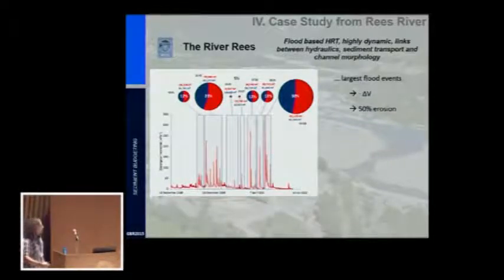When you look at the magnitude of these events, you can see that for the largest floods the main process is erosion, so the net change in the sediment in the reach is negative, it is erosion. And these floods account for 50% of the erosion of the whole study period.